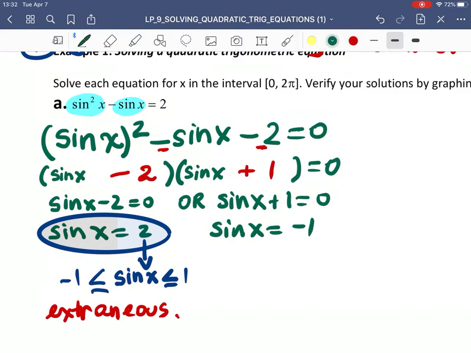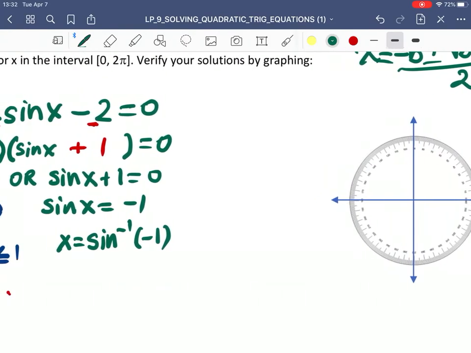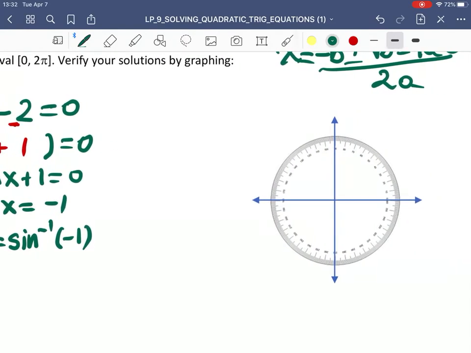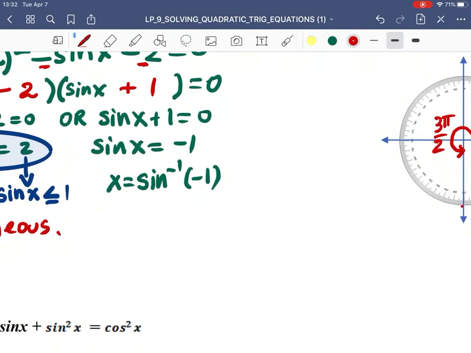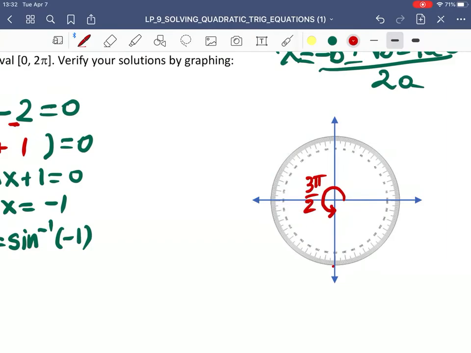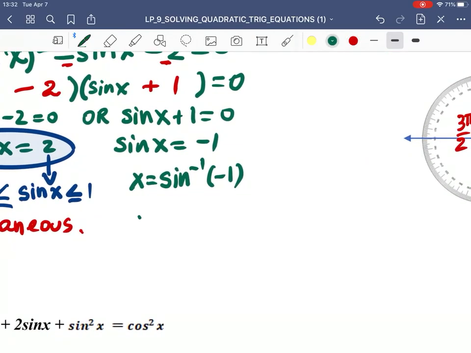Sine of x equals negative 1, on the other hand, is an equation we can solve. We're going to say x equals inverse sine of negative 1. Let's take a look at our diagram. We're going to draw the angle that has a sine ratio of negative 1. The angle with a sine ratio of negative 1, as you probably remember, is this one here: 1 pi over 2, 2 pi over 2, 3 pi over 2. So that's the answer. We don't see any other angles in here that have a sine of negative 1 between 0 and 2 pi.